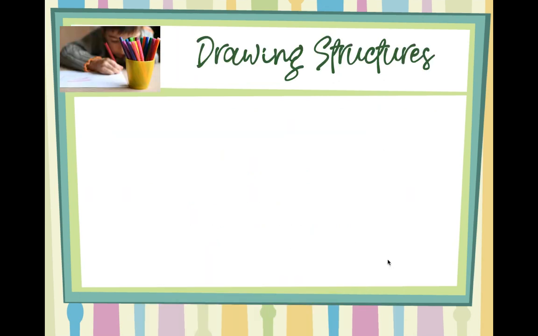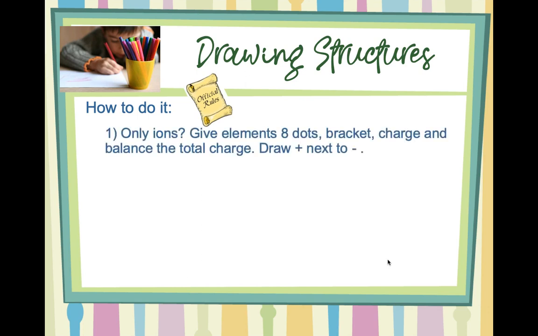So the next piece of the notes then. You've talked about structures, I've shown you some examples, now it's time to actually do some. So how do we draw structures to represent these stable compounds? If there's only ions, think of the ones we did on the Lewis dot diagram day, like last week or earlier this unit.